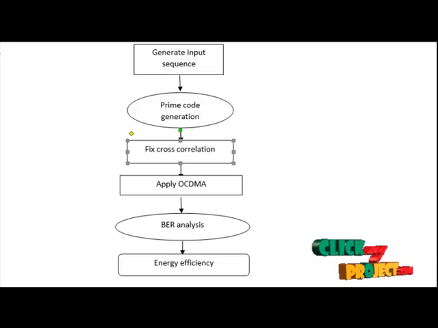Correlation is a method of measuring the similarity of 2 waveforms as a function of a time lag applied to one of them. If the prime code, the double weight code, has nothing in common with the signal, the cross correlation should be as close to 0 as possible. This is referred to as cross correlation.